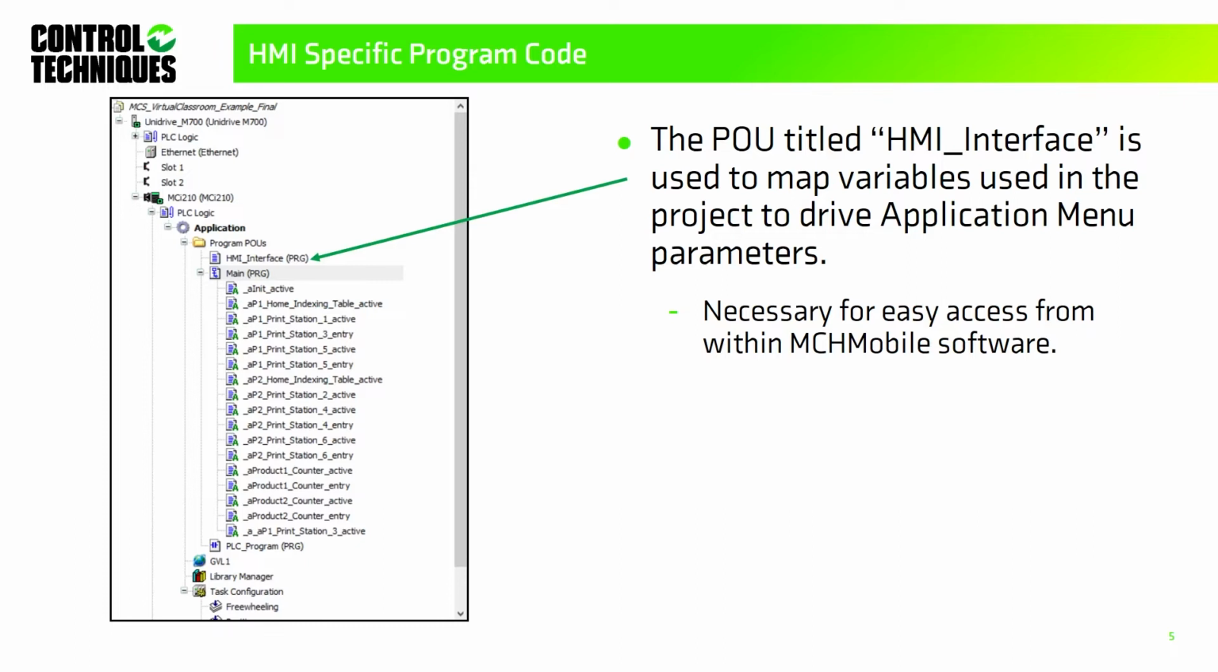So here's a screen grab that shows the structure of my project, or my configuration in Machine Control Studio. I have added a POU entitled HMI interface, and that is what I'm using to map variables from the project to application menu parameters. Why did I do that? Primarily because in order to have access to the parameters, they must have Modbus addresses. If it's not a direct drive parameter, then I'll need to add the variable to an application menu, so you are able to create a Modbus address and reference it that way.